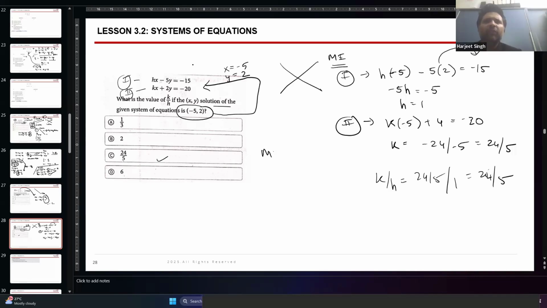Method 2 will involve combinations, combining the two equations to delete one variable. But we will not use this, and the reason is because we know the solution. We only combine the two equations when we do not know the solution. Solution is known, so directly substitute for x and y in the two equations and get what is h, what is k. So this method is preferable, method 1.